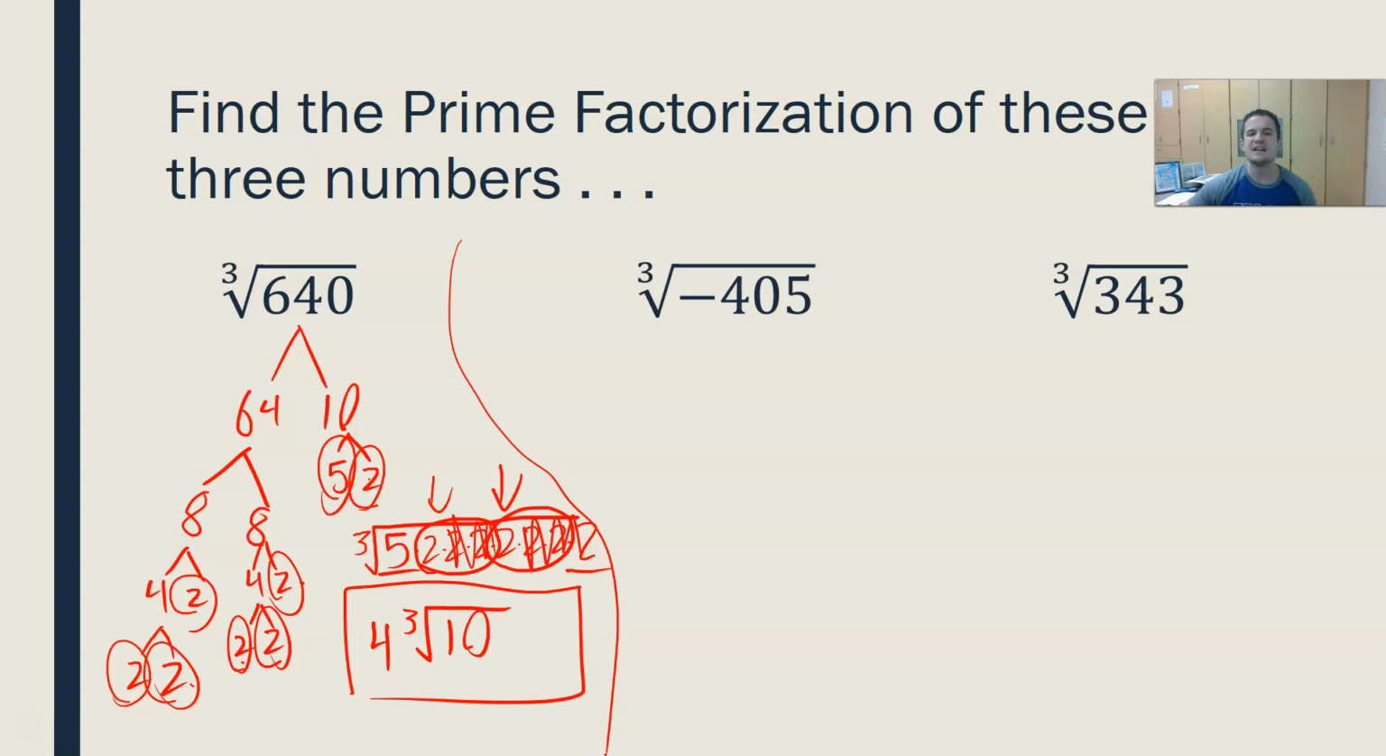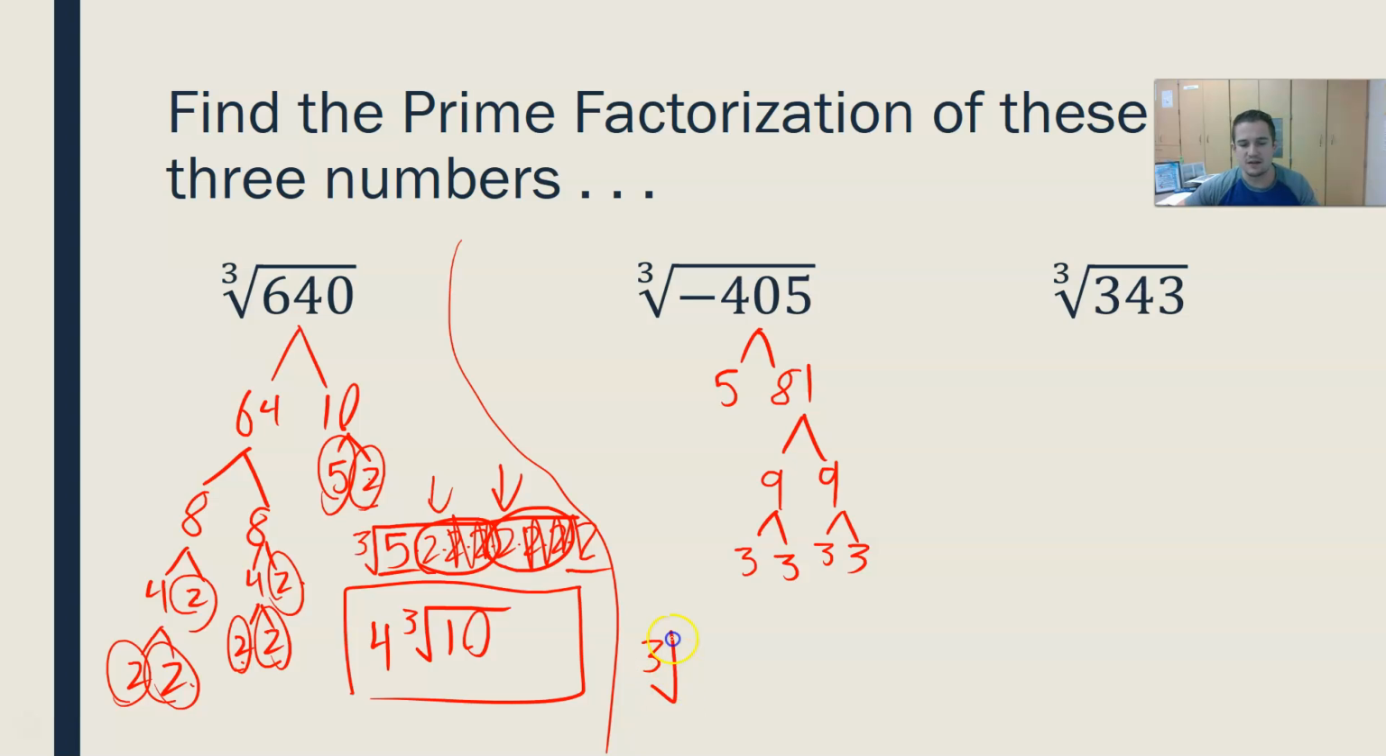Let's look at this negative one. Negative 405. Let's break this down. This one, I might actually need a calculator too. So if I divide that by 5, I'm going to treat this as a positive number at first, and I'll show you why in just a bit. So I'm going to have 5 times 81. And 81 is 9 times 9. 9 is 3 times 3. 9 is 3 times 3.